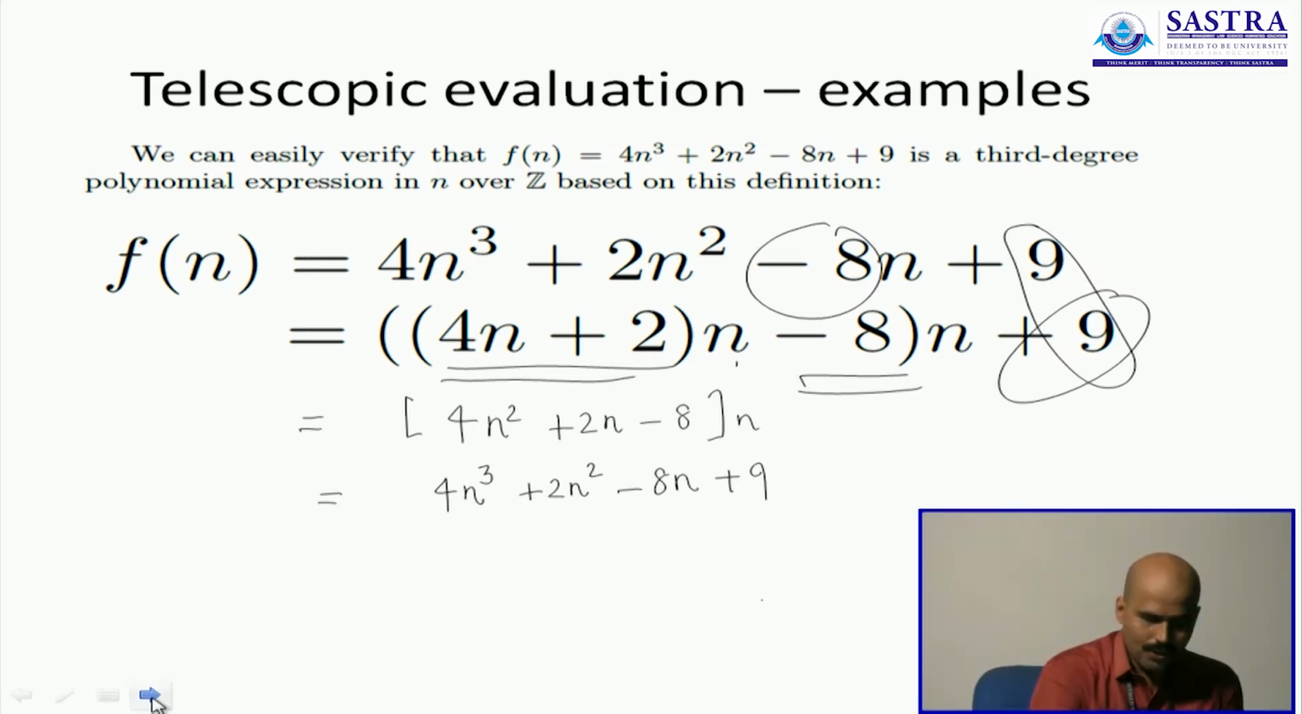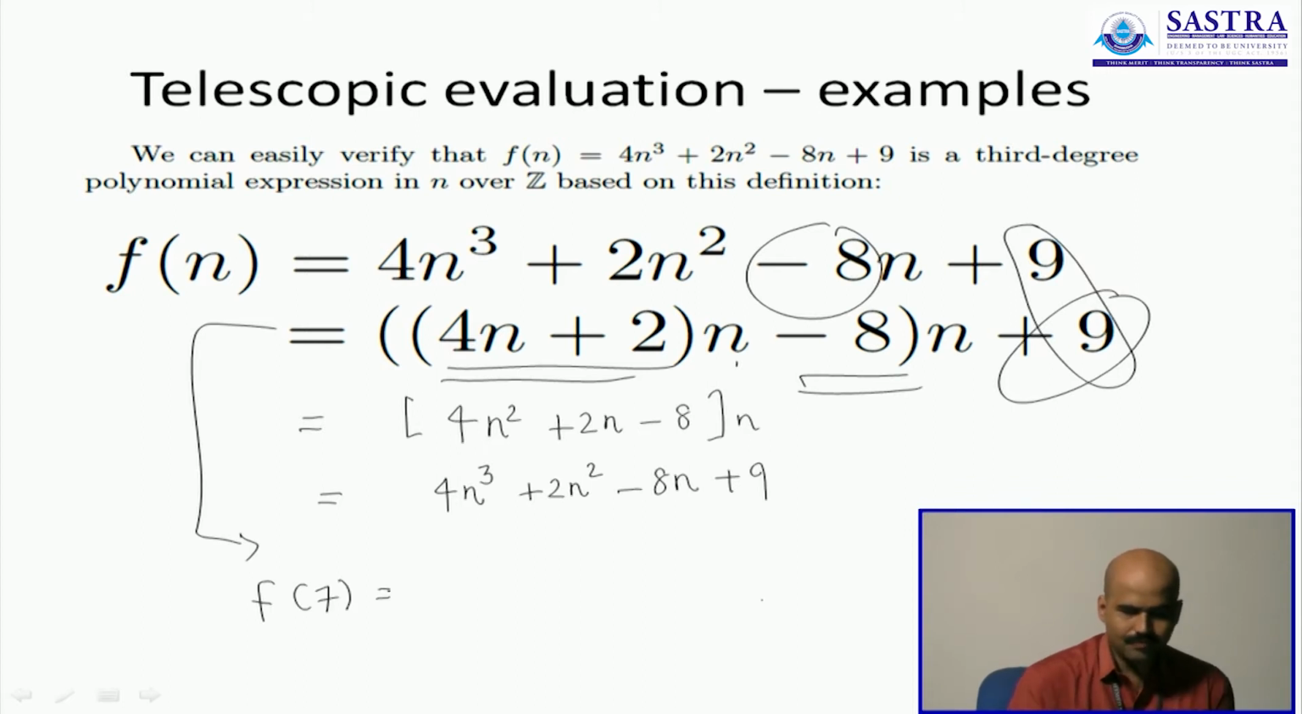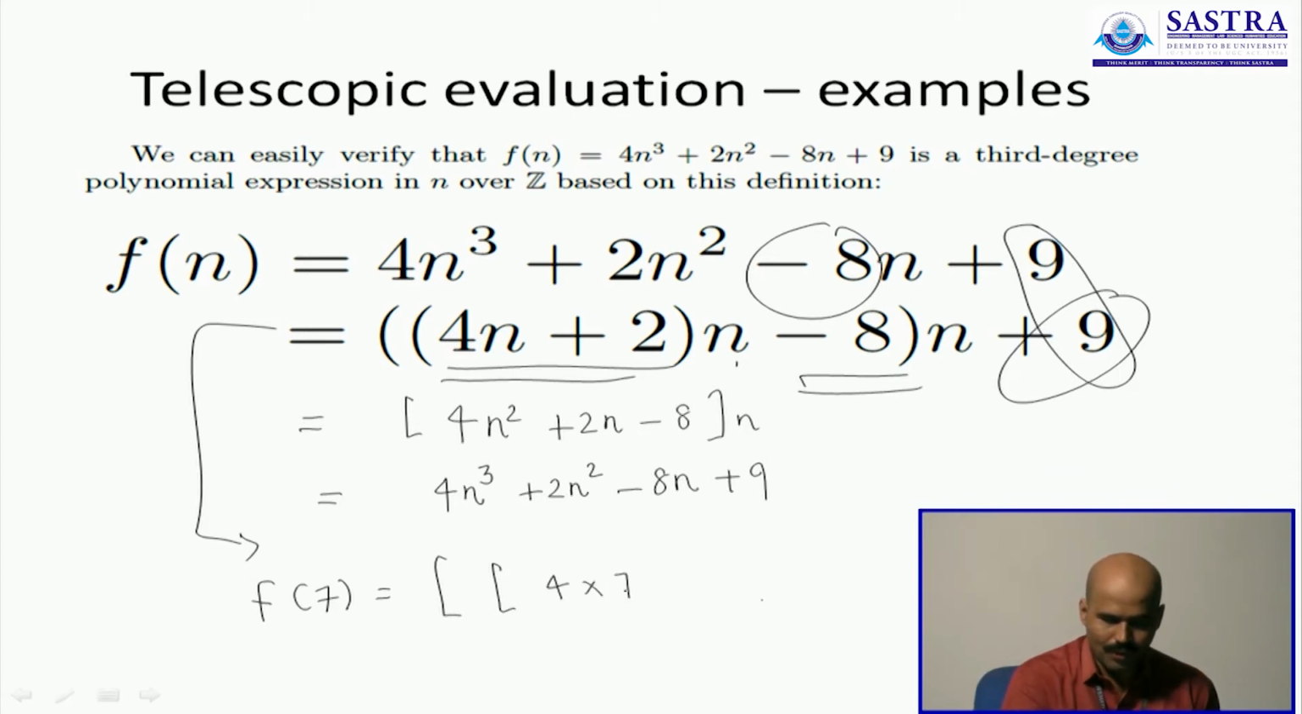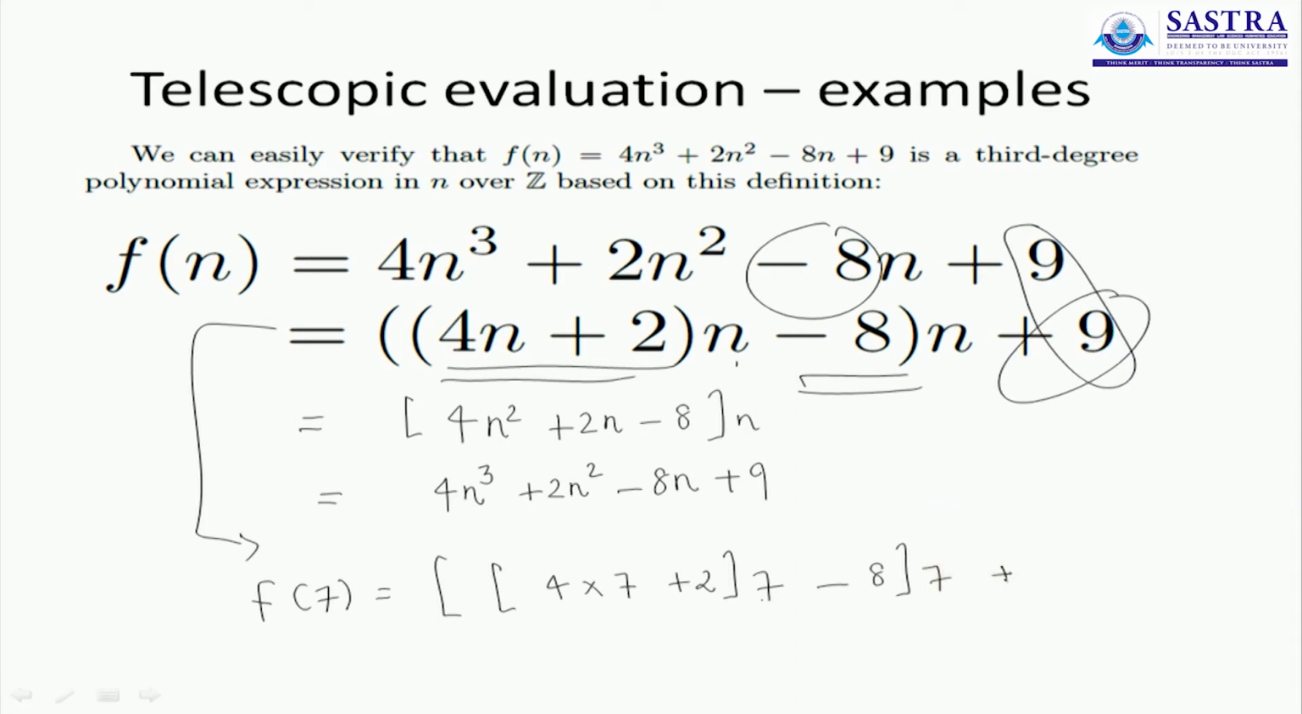How to do that? Now once you have this answer, you can easily determine what f of 7 is. We are going to do the same here. We will just replace n by 7 as we did in the previous example, but this time around the evaluation will happen telescopically, as in we will simplify and find resultant numbers as and when possible. Now to do this, we will have two brackets here. First bracket will involve 4 times 7 plus 2, and that we are multiplying by 7, minus an 8, and then once again by 7 and a 9.